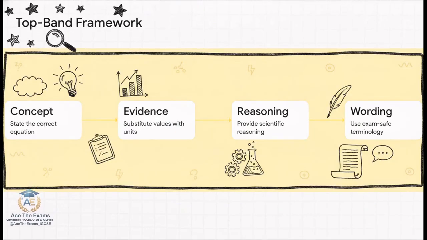So here's that foolproof 4-step top-band answer framework. This is exactly how you need to structure literally any practical or calculation response in the 0625 exam to guarantee you hit the mark scheme requirements. Step 1 is your concept. Step 2 is evidence, or data. Step 3 is scientific reasoning. And Step 4 is examiner wording.